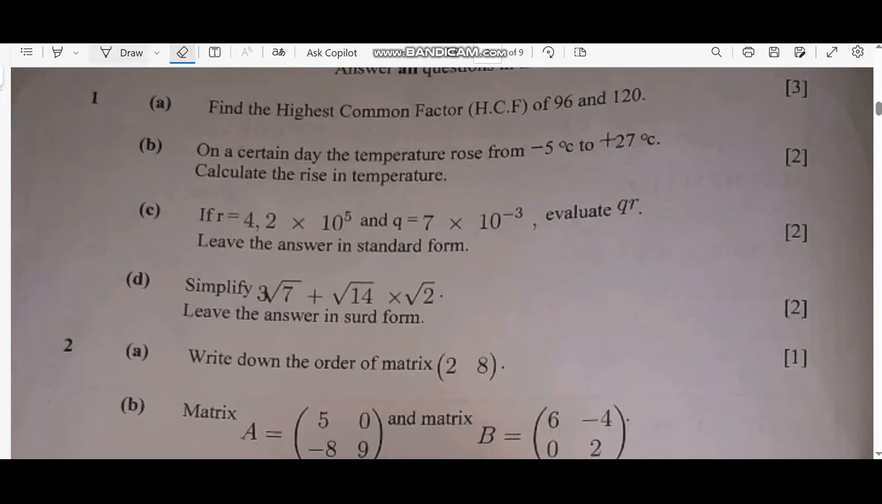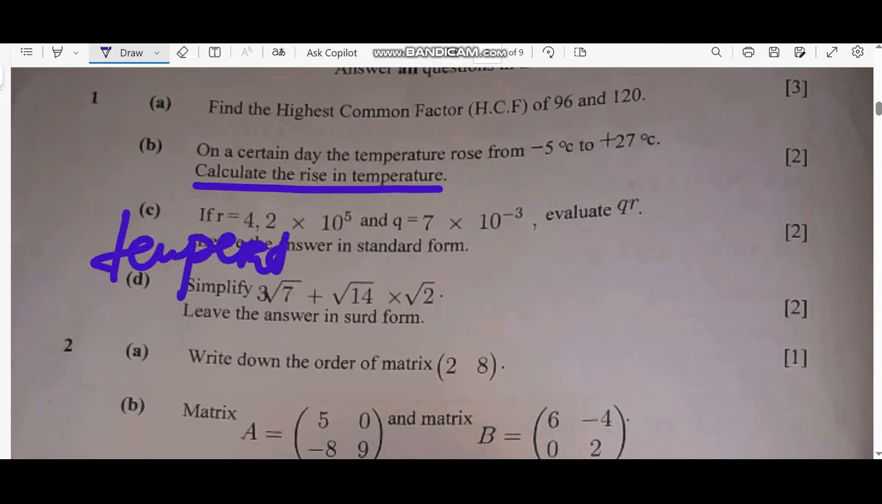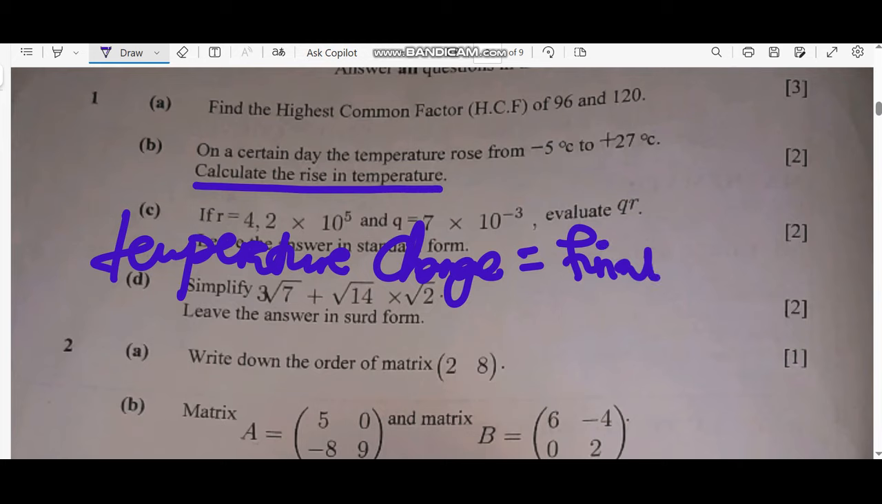Then question number 2, it says, on a certain day, the temperature rose from minus 5 degrees Celsius to plus 27 degrees Celsius. Calculate the rise in temperature. So always the rise in temperature is also referred to as temperature change. So for us to get temperature change, we always say final temperature, which is in this case 27 degrees Celsius, minus initial temperature.